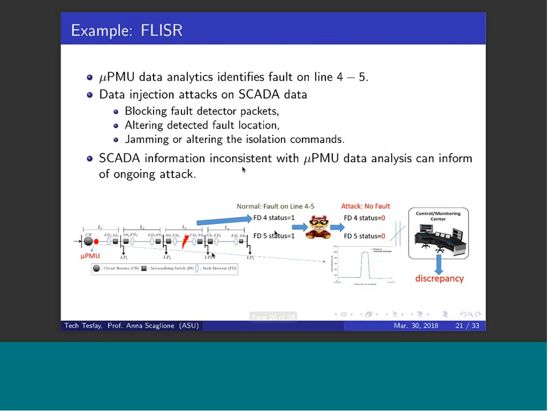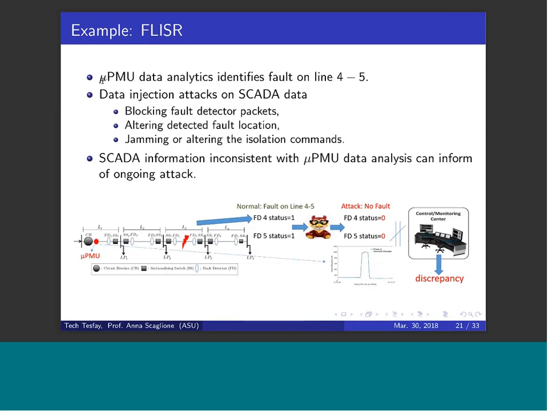So here I will give you a toy example without going into the details of the Fleischer algorithm we used. And here we have this line diagram where we have a single PMU and all downstream lines are equipped with a fault detector, which reports the status of those lines, whether there is a fault or not.